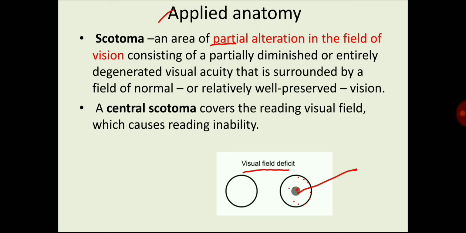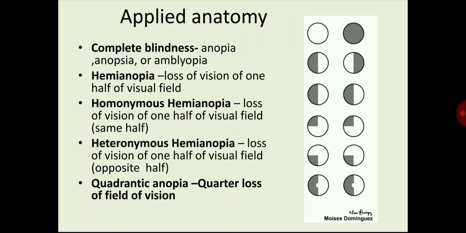So in this case this patient will feel difficulty while reading. Now come to a few of the terminologies related to this visual field defect, used to describe various types of blindness. First is anopia, anopsia or amblyopia. So these three terms are used to describe complete blindness.